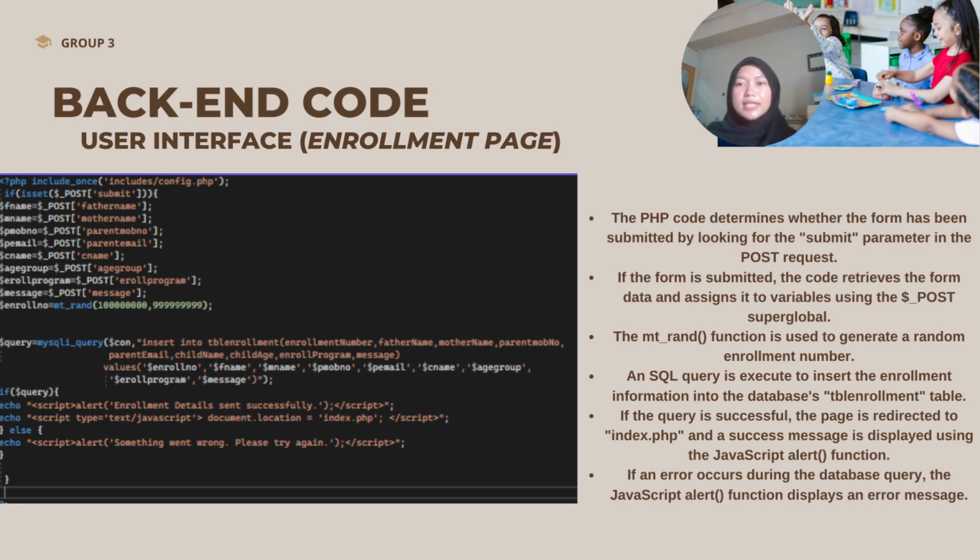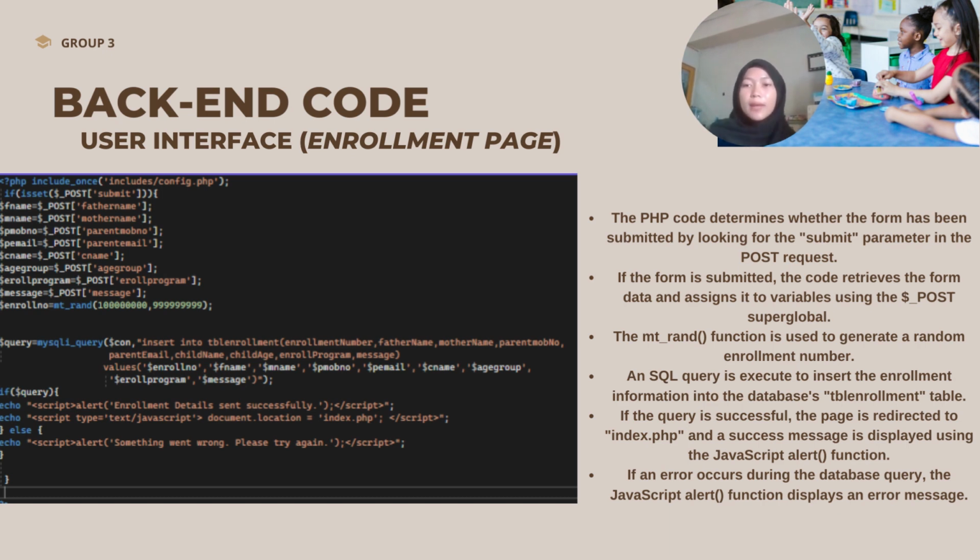If the query is successful, the page is redirected to index.php and a success message is displayed using the JavaScript alert function, which says enrollment details sent successfully. However, if an error occurs during the database query, the JavaScript alert function will display an error message, which is something went wrong, please try again.